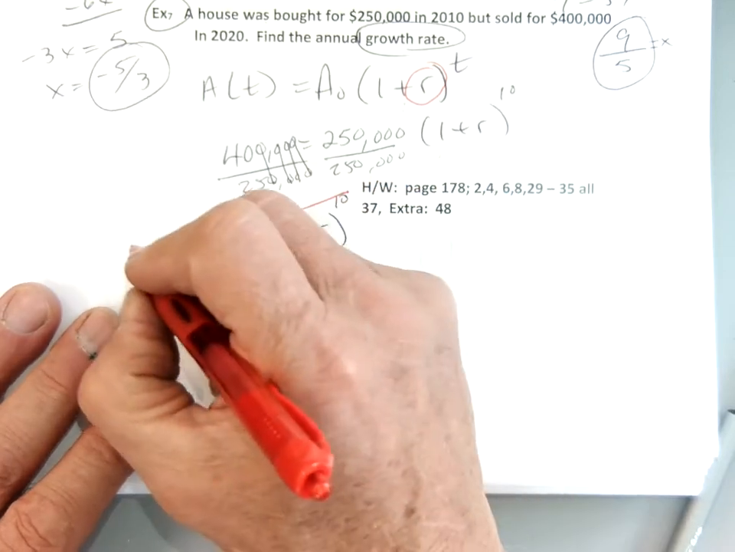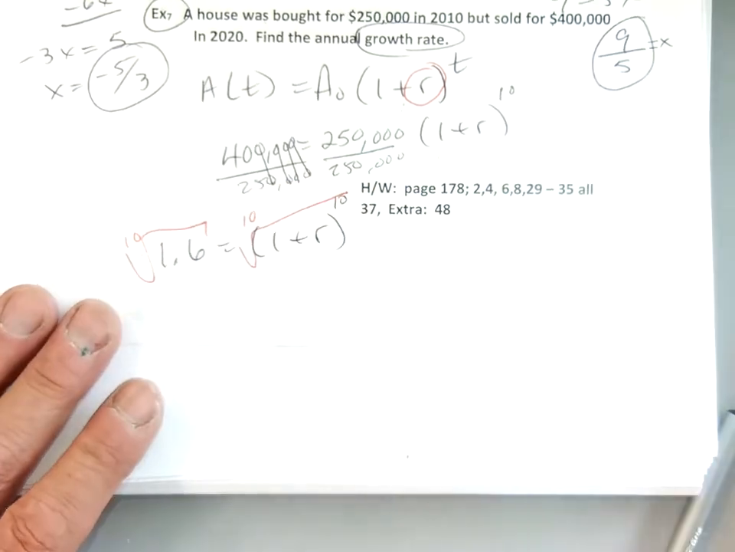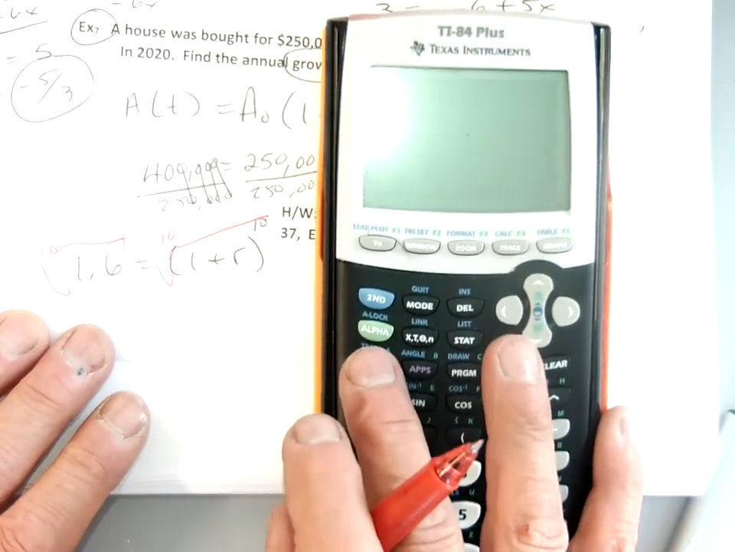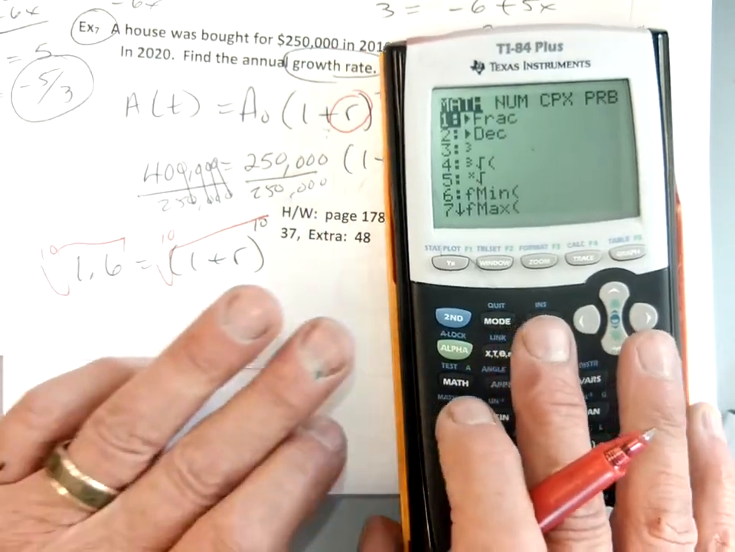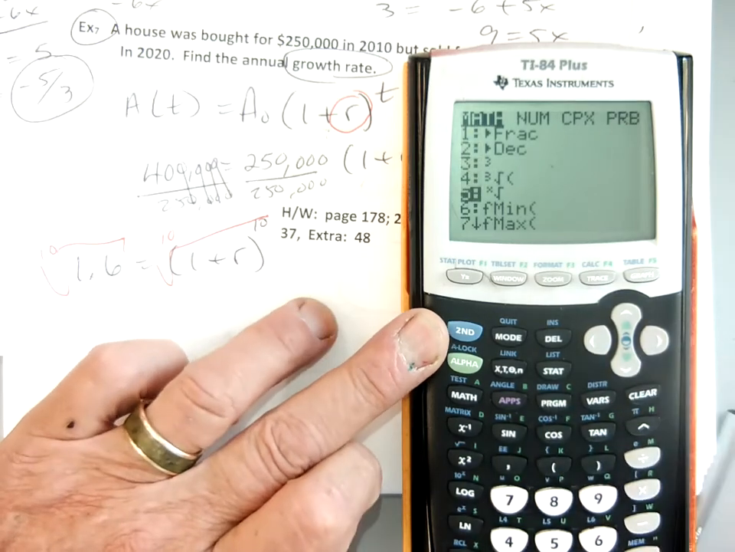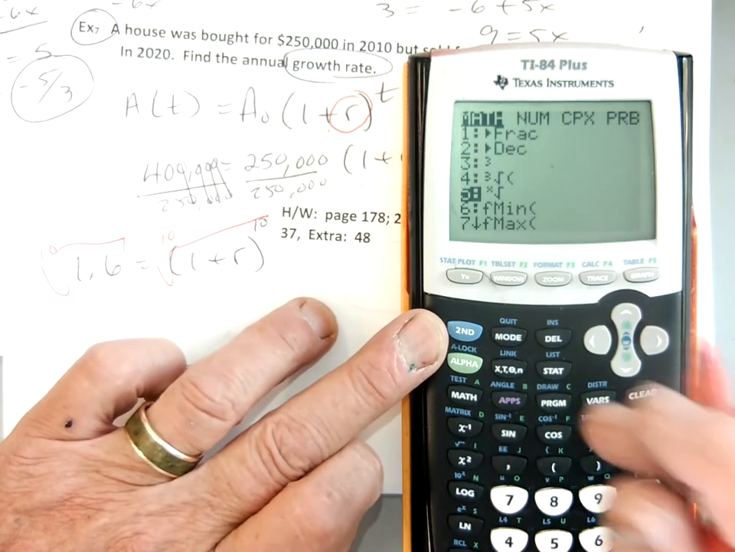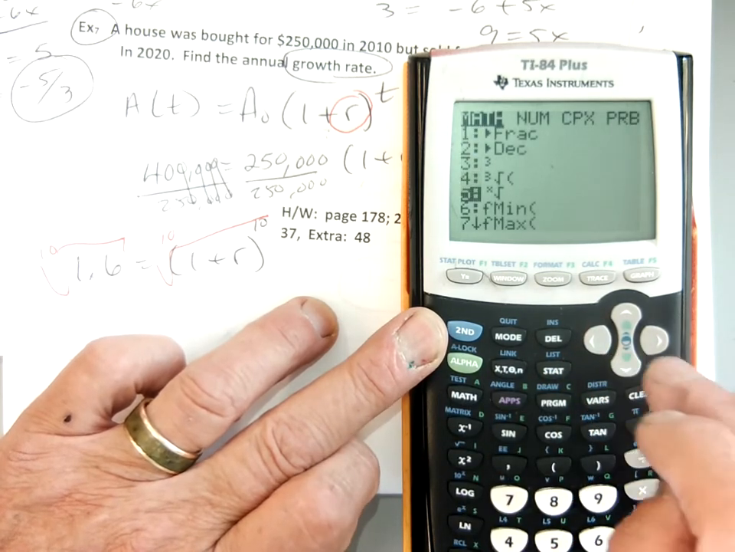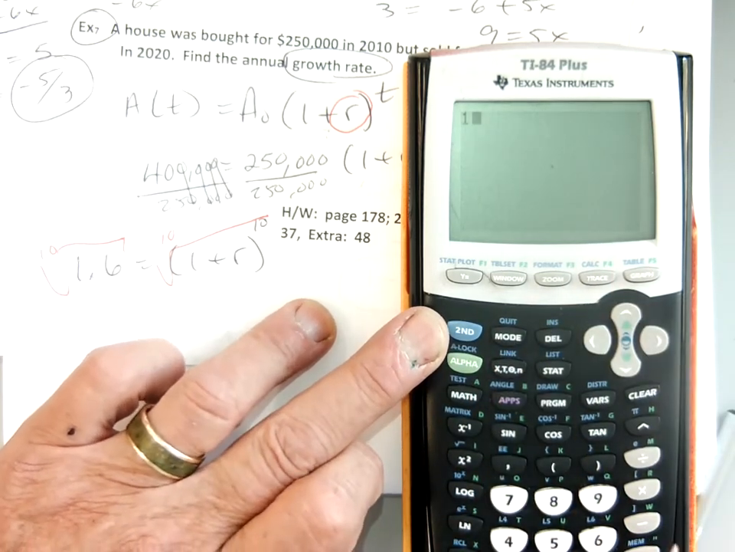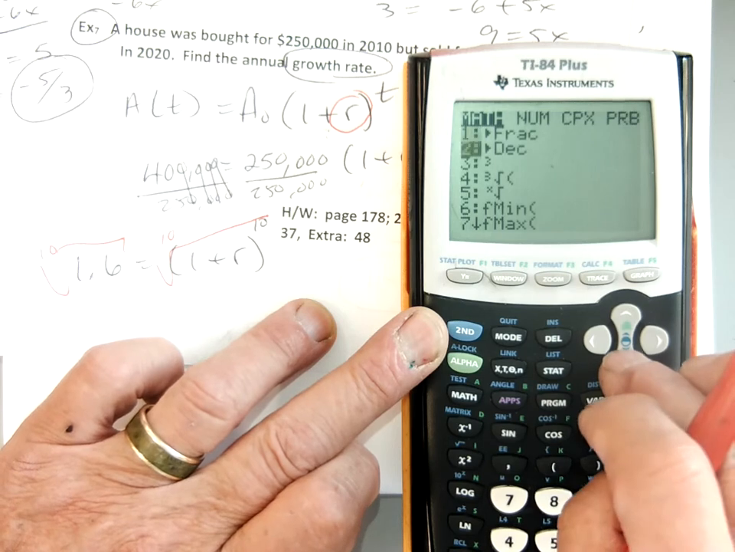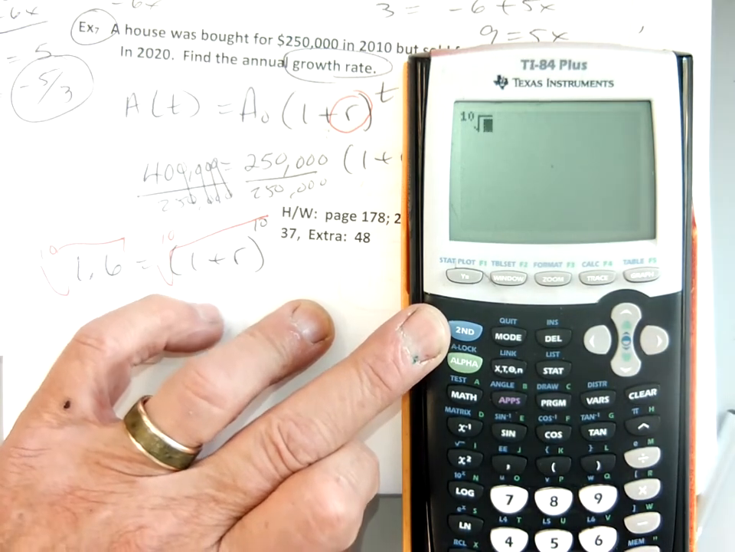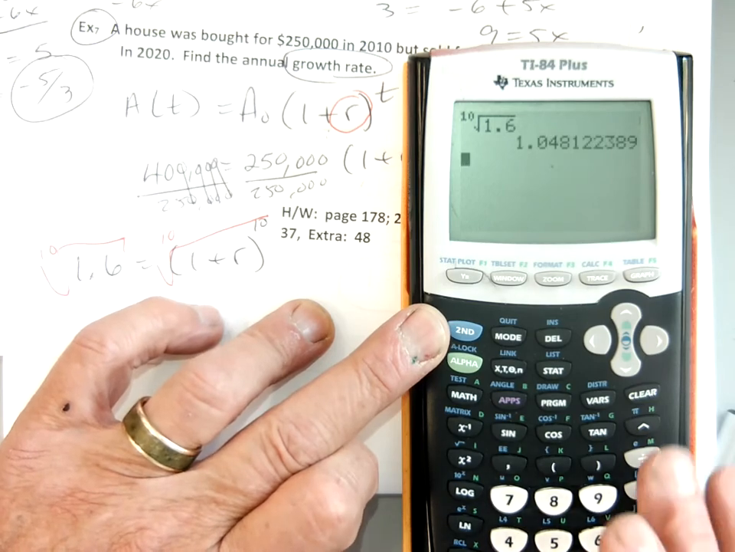Now, I don't know how good your calculators are, but my calculator will do it. If I go to the math button, you can do any root. See my any root button? On my calculator, I went to math. I went to the any root, okay? So I'm going to go 10, math, any root. See, it makes the 10th root right there of 1.6. And I get 1.048.